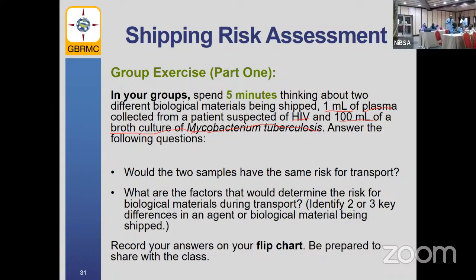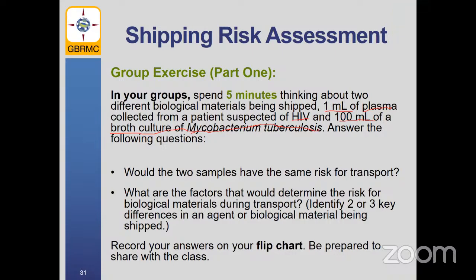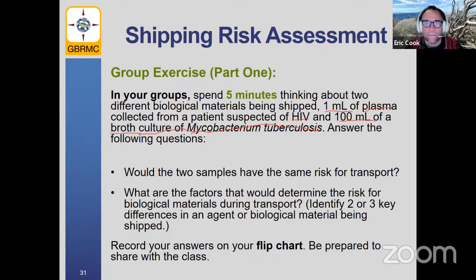For us, we have two cases: the mode of transmission or infection and the pathogenicity of the agent concerned. Exactly. So the route of transmission is going to have a significant impact on the risk, and also the virulence, the infectivity, the pathogenicity. Very good. That's probably the top of my list.